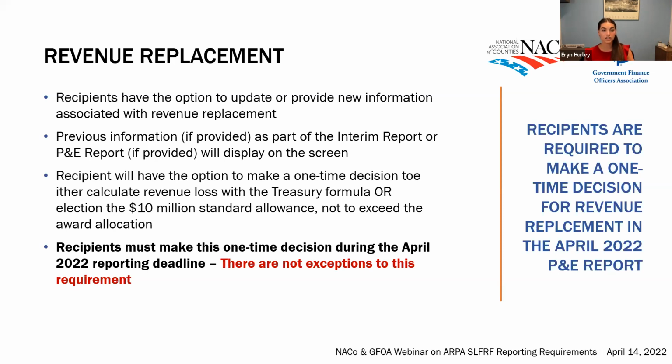Again, choosing the $10 million standard allowance, of course, that doesn't exceed your actual award allocation if you receive less than $10 million, or use the revenue loss formula as well. I do want to stress that whatever option you end up going with, you have to stick with that option for the entire duration of the program's life. So of course, until December 31st of 2026, when the program ends.